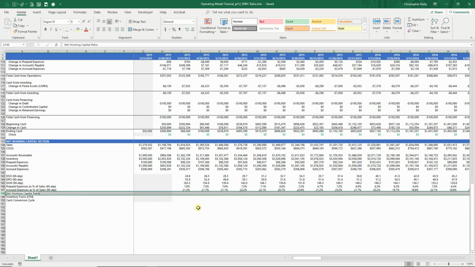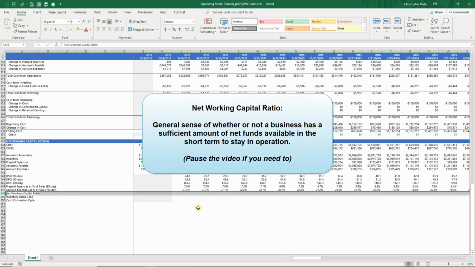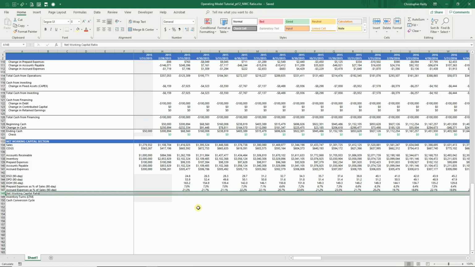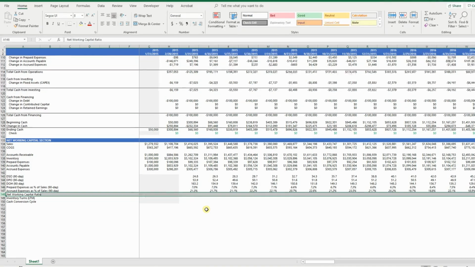So the net working capital ratio provides a general sense of whether or not a business has a sufficient amount of net funds available in the short term to stay in operation. It's not a perfect ratio because there are timing constraints associated with that, and it doesn't reflect something like an aging schedule, which we'll discuss. But generally, it tries to imply, well, are there enough non-cash current assets available to cover the current liabilities?